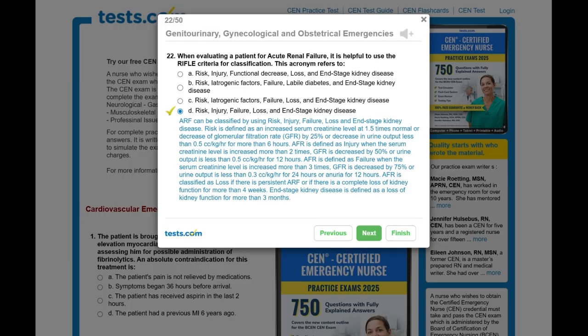ARF is classified as loss if there is persistent ARF or if there is a complete loss of kidney function for more than 4 weeks. End-stage kidney disease is defined as a loss of kidney function for more than 3 months.